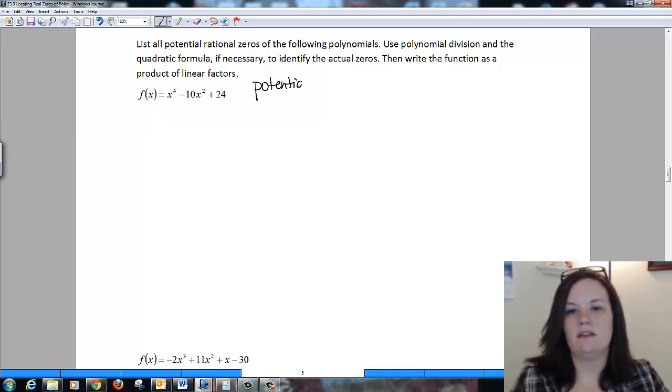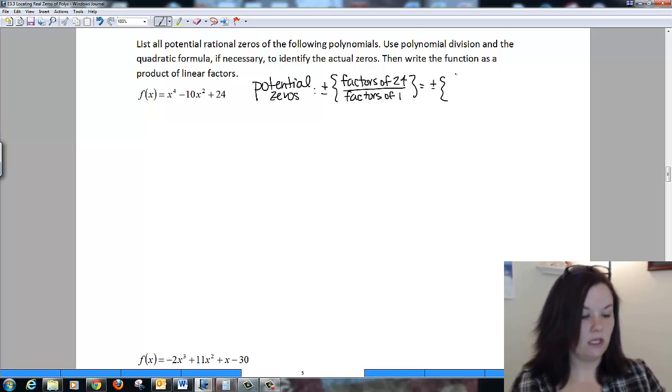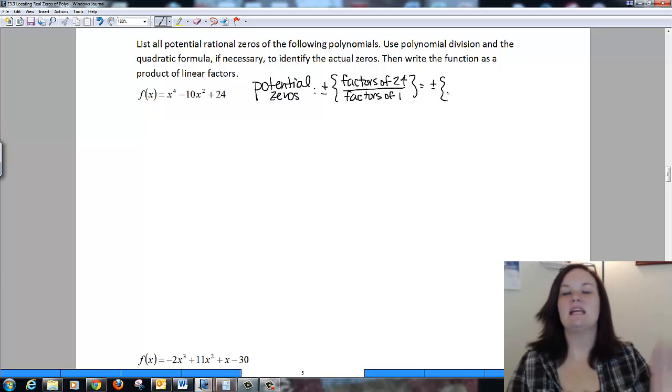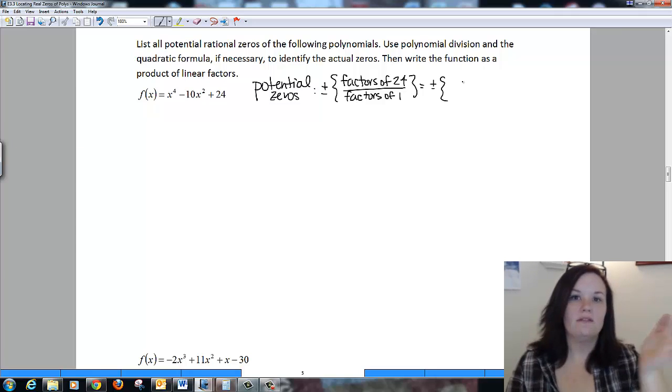So if I want to look at the potential zeros, I'm going to do plus or minus the factors of my constant term. So here I'm going to do the factors of 24 divided by the factors of my leading coefficient, which here is 1. So I have plus or minus. Now, the only factor of 1 that I have is 1. Plus or minus 1. So if I take all the factors of 24 and divide them all by 1, I end up with just all the factors of 24.